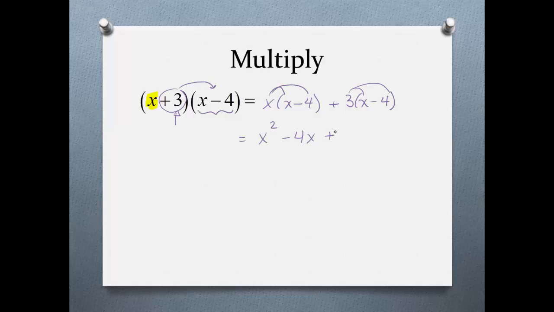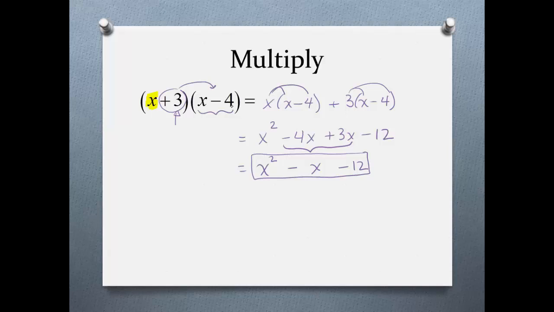3 times x is plus 3x. 3 times... Now what you'll notice is that in the middle here you have like terms, so we want to combine those. So you get x squared minus x minus 12. So you'll notice that when I multiplied a binomial, I got a binomial times a binomial, I got a trinomial.